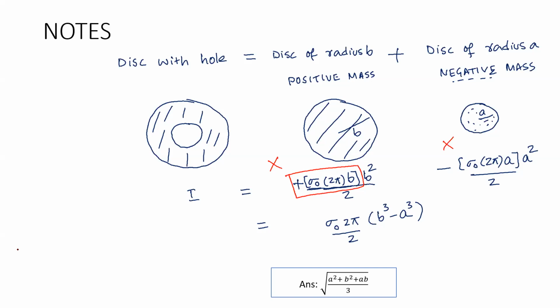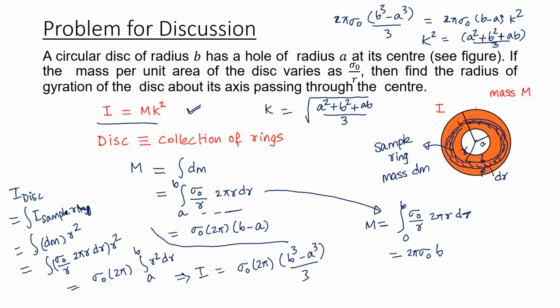So instead, what I will do is, if you go back, I will use this, not this. I will use this for mass. For getting mass, it is okay. But for moment of inertia, I will use this. And then instead of integrating from A to B, I will integrate from 0 to B.